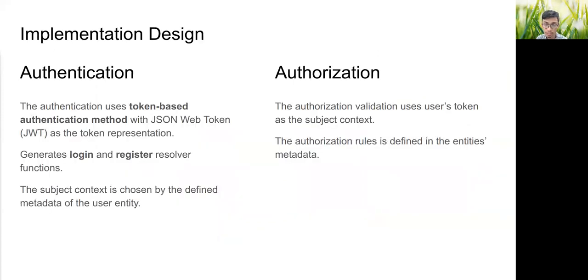In the implementation design, the authentication uses a token-based authentication method with JSON Web Token or JWT as the token representation. And it generates login and register resolver functions. And the subject context is chosen by the defined metadata of the user entity. The authorization validation uses the user's token as the subject context. And the authorization rules are defined in the entities metadata.